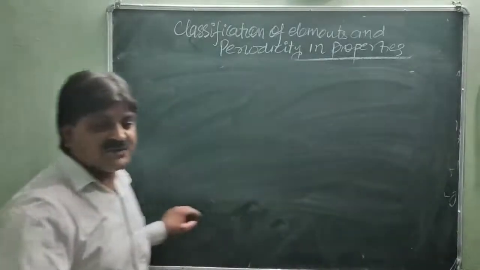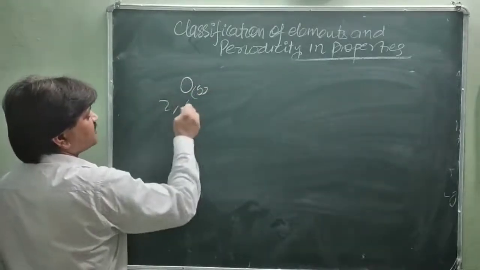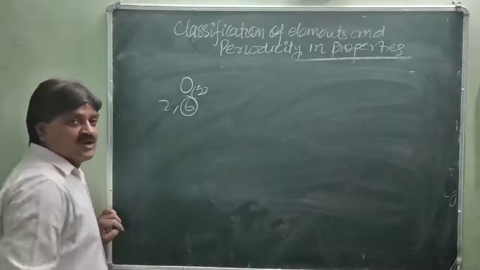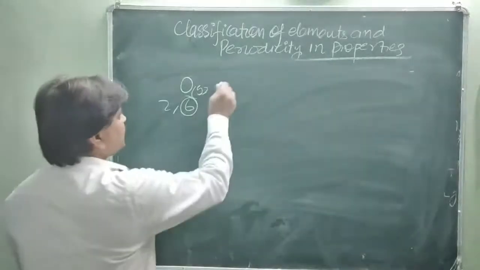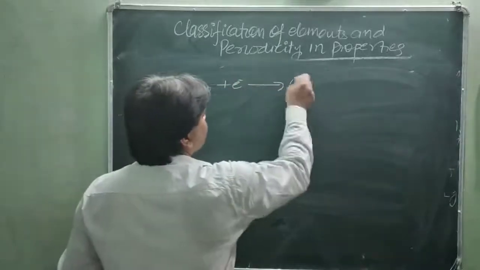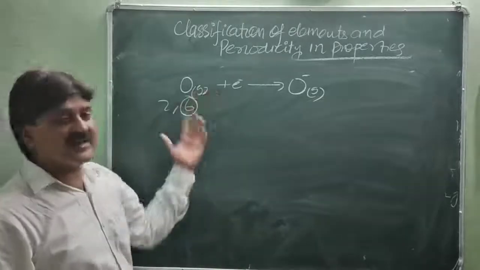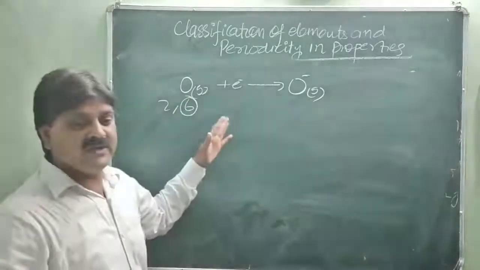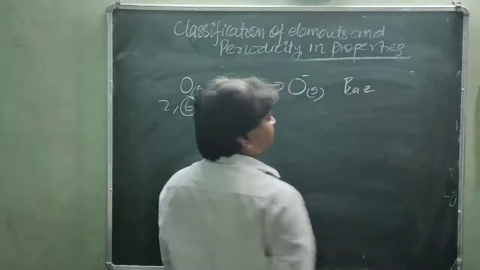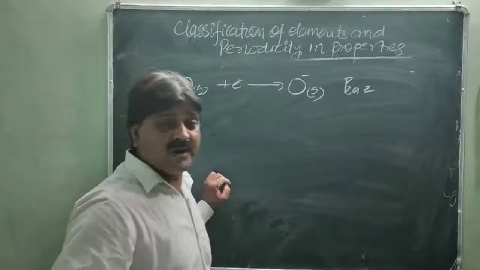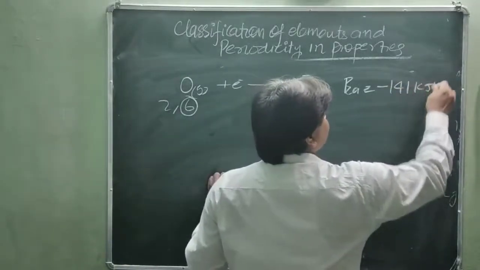We are taking the example of oxygen. Oxygen in the gaseous state is 2 and 6, the outermost shell having 6 electrons. So it is clear that it requires 2 electrons to achieve the stable structure. Whenever it gains 1 electron, it becomes O minus in the gaseous state. It already requires electrons, so it can very easily get the electron. In this case, the electron gain enthalpy, or electron gain affinity, is minus 141 kilojoule per mole.